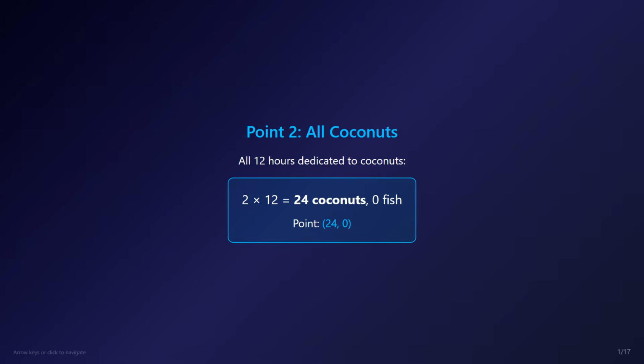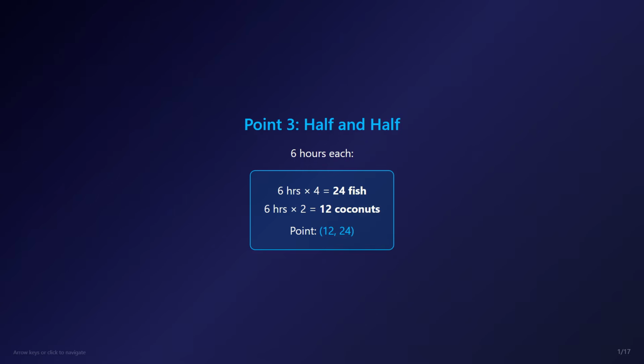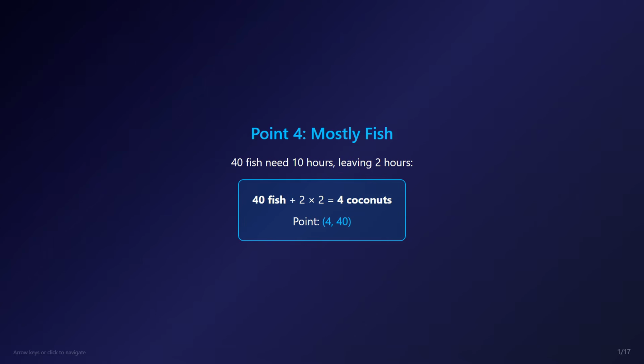Another point, if Moshe wants to produce 40 fish, he needs 40 divided by 4 equals 10 hours for fishing. He has 2 hours left, during which he can produce 2 times 2 equals 4 coconuts. The point (4, 40) is also an efficient point. And one more point, if he produces 20 coconuts, he needs 20 divided by 2 equals 10 hours. He has 2 hours left, during which he produces 2 times 4 equals 8 fish. The point (20, 8) is also an efficient point.